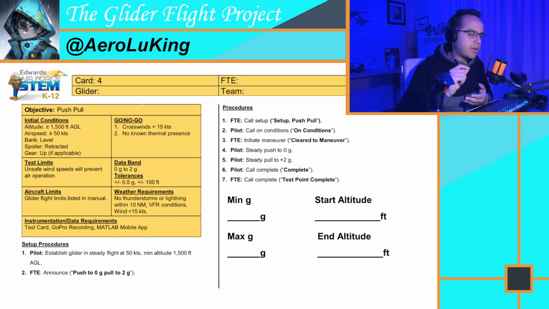And then again, once I have all that information down, I'll say, or the pilot might say, hey, test point's complete. So you know he's done or she's done doing the maneuver. And then you'll say, okay, test point complete, once you've written all the numbers down.